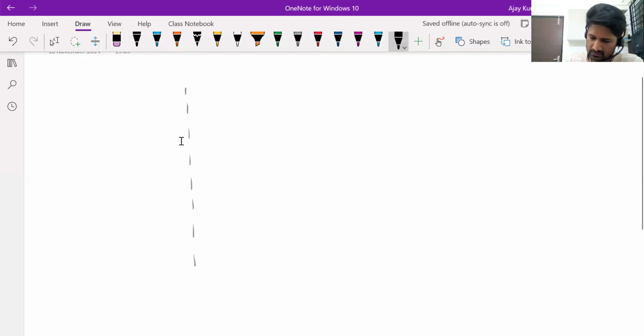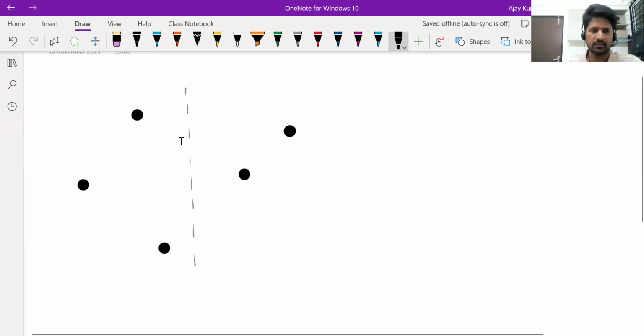Consider this as an axis, and suppose there is a distribution of particles around this axis. Assume this one is m1, which is at a distance r1 from the axis, m2 at a distance r2, m3 at a distance r3, and so on.